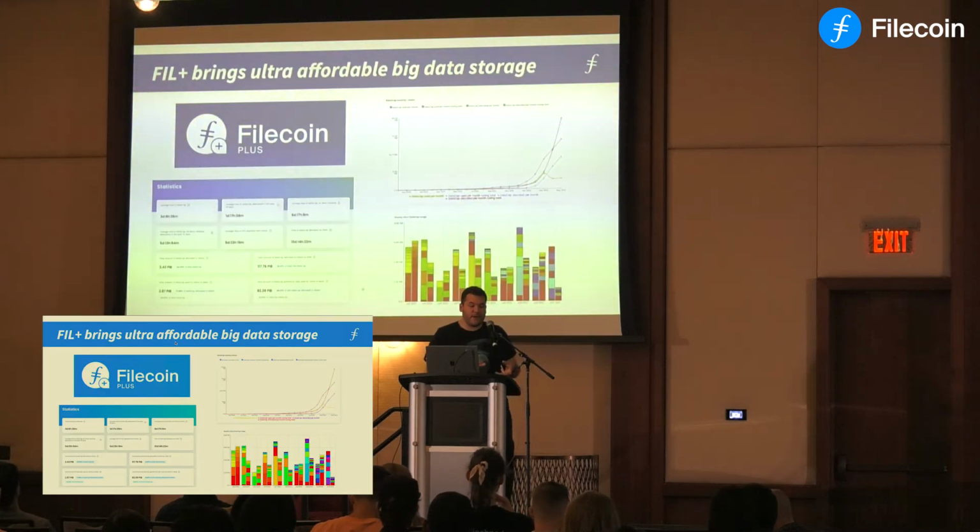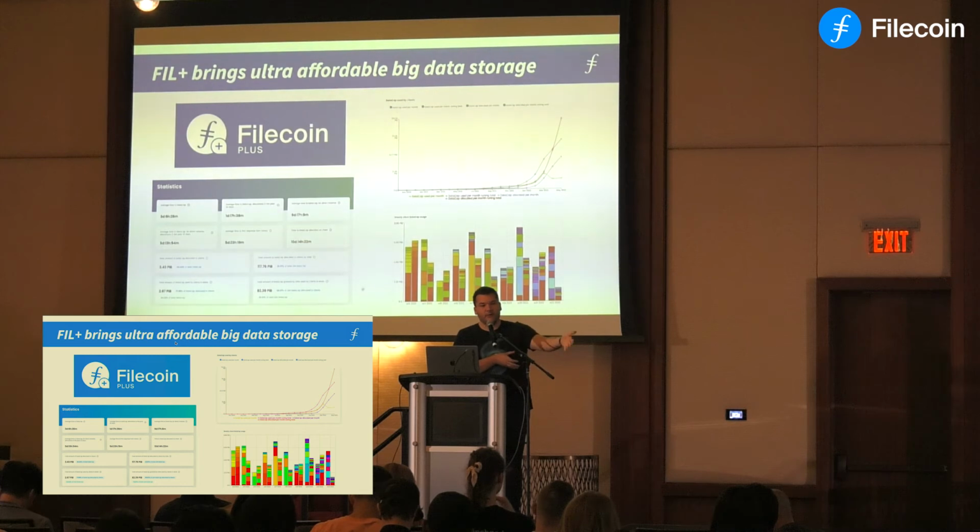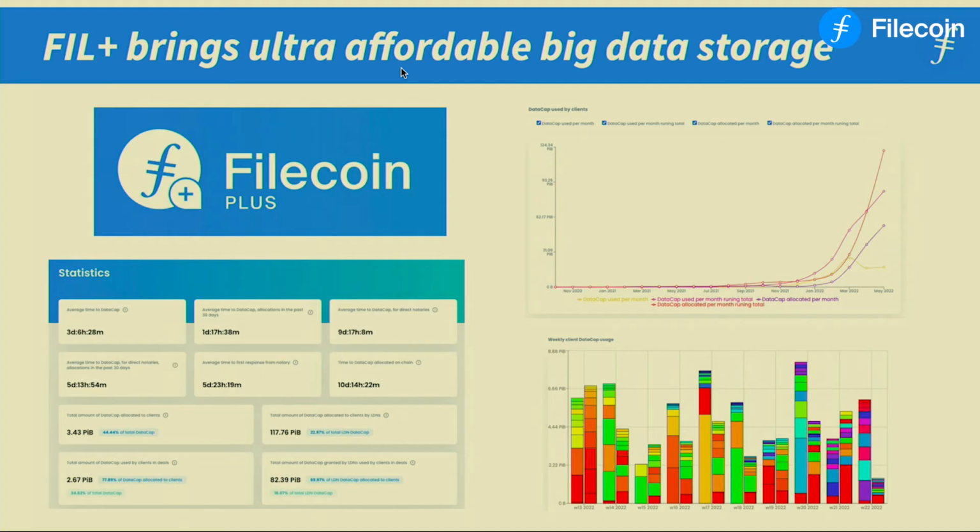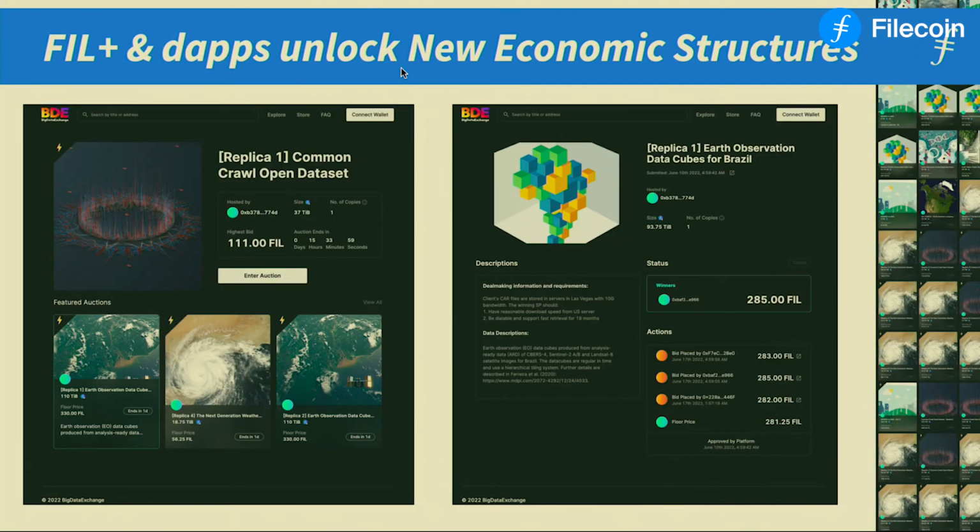All of this is enabled by the cryptoeconomic primitives of Falcon, things like Falcon Plus, which is a program that brings massive affordability to large-scale data storage. We're talking about many orders of magnitude cheaper than centralized cloud providers. And so enabling that kind of pricing is what is enabling this huge growth of data onboarding into Falcon. This is also enabling new economic structures.